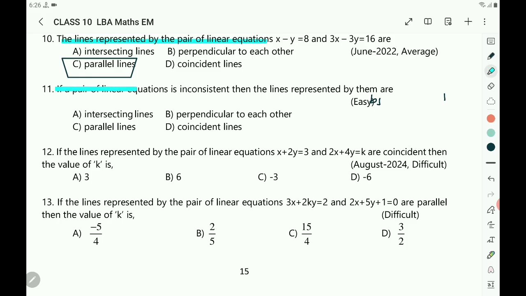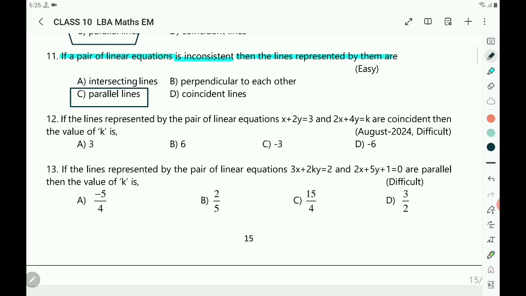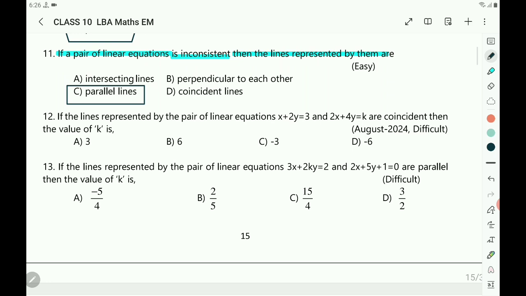If a pair of linear equations is inconsistent, then the lines represented by them are... Inconsistent means no solution. Inconsistent means the pair of linear equations is not having any solution. No solution means they are parallel lines. The lines are parallel lines. Then the answer is option C.